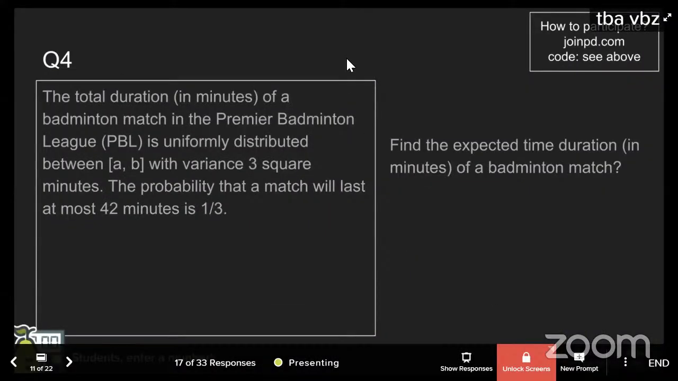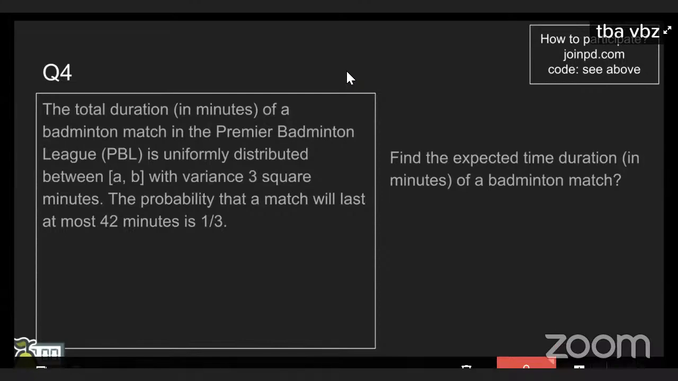Okay, so what is the formula for the variance of a uniform random variable? (b minus a) whole square by 12. So this is the information given to you, right? So the first equation we know is that the variance of x, which is (b minus a) whole squared over 12, is 3, right?